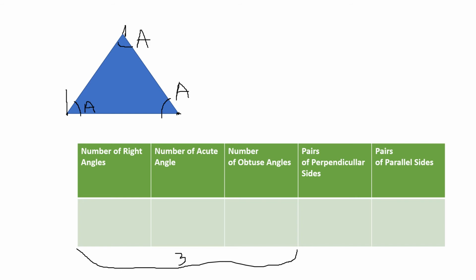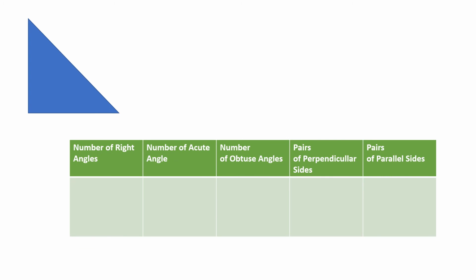So now I go down. Do I have any right angles? No. How many acute angles? 3. How many obtuse? 0. So when I add 0 plus 3 plus 0, it should equal 3, which it does, so I know I have all my angles. Pairs of perpendicular sides. Well, we have no right angles, so we cannot have perpendicular sides. Pairs of parallel sides. I have no opposite sides that are parallel. Okay, so that one was pretty easy. Let's go to the next one and our last one.